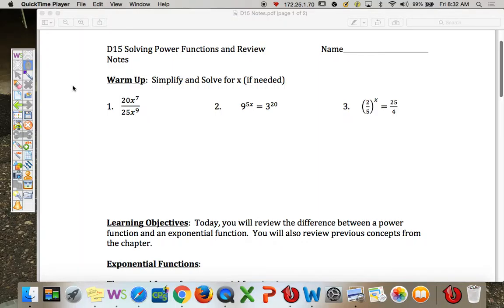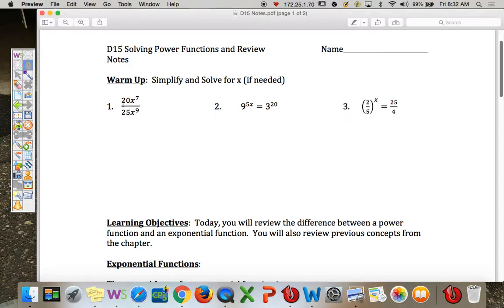to review solving power functions, and we'll also review simplifying exponents in the warm-up. So for the warm-up, simplify and solve for x if needed. So with the first one, over here, 20x to the 7th over 25x to the 9th.